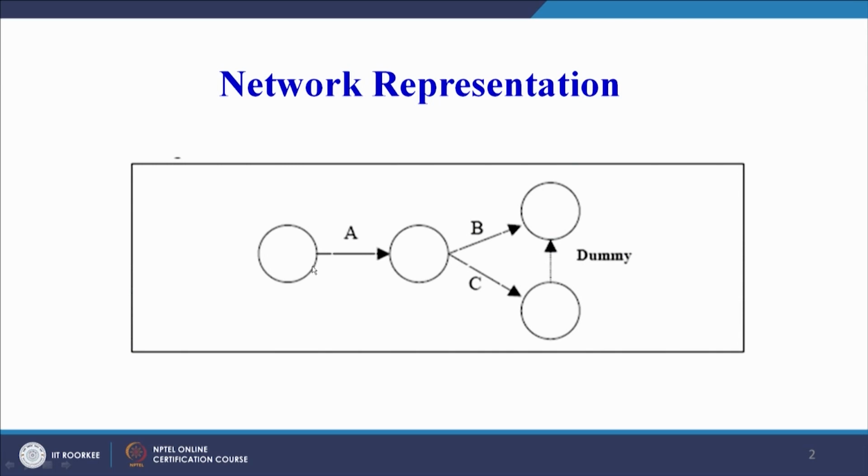In this representation the arrows are representing the activities, or in the other way we can say the activities are on the arrows and the nodes represent the events. So arrows represent the activities and the nodes represent the events. With this, let us read whatever I have already told. This is the start of the activity, this is the end of the activity. The tail of the arrow represents the start and the head of the arrow represents the finish.